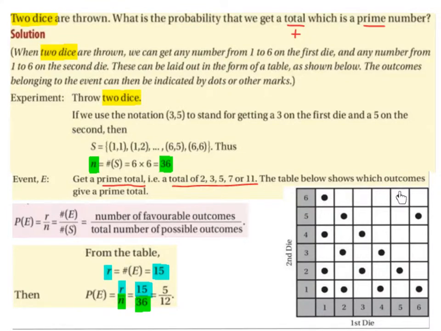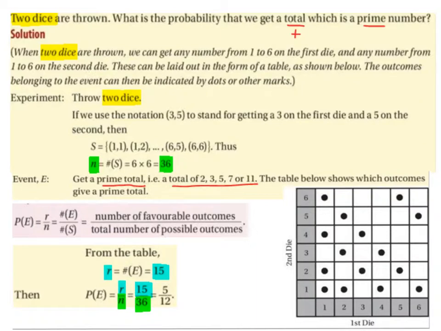This dot here represents 6 plus 5, which is 11, which is a prime number. Both of these add to 11. This dot here represents 4 plus 1, which is 5, which is a prime number. All of these add to 5. This dot here represents 2 plus 1, which is 3, which is also a prime number. So these both add up to 3. And this dot here represents 1 plus 1, which is 2, which is also a prime number.